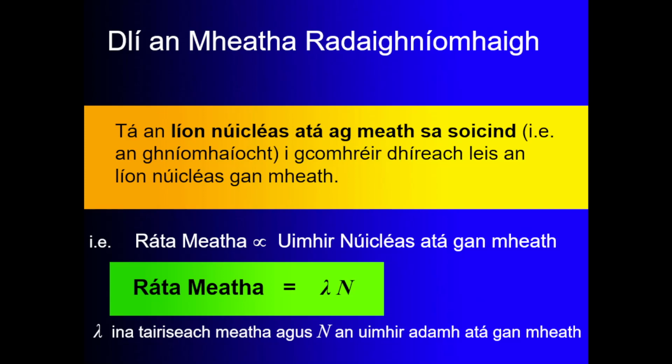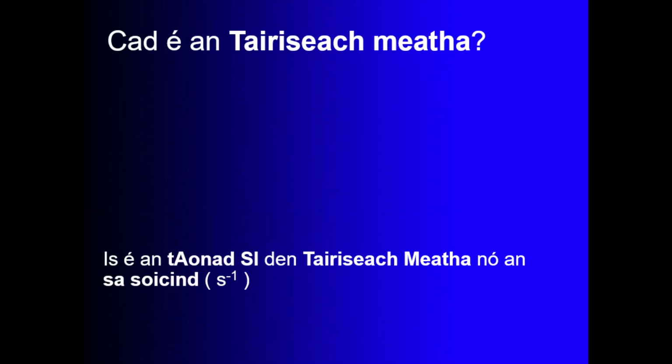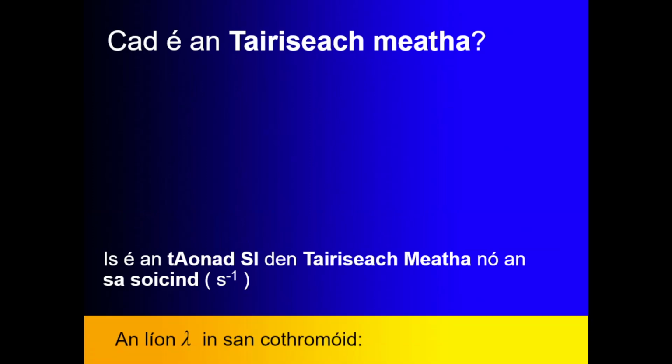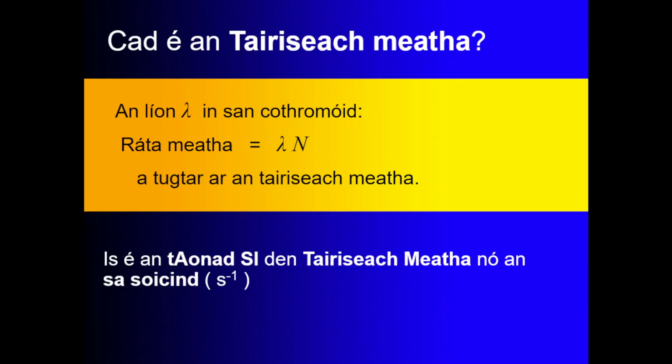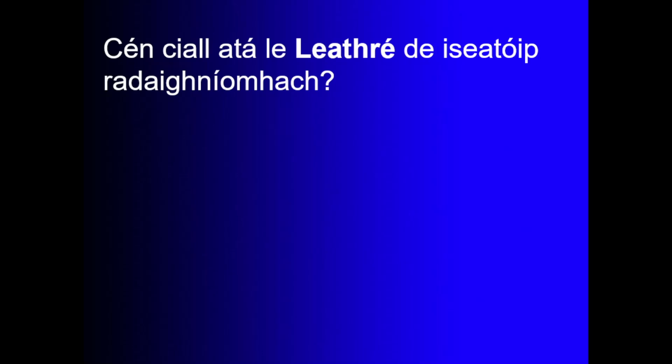So what is the decay constant? The rate of decay equals lambda times N, so lambda is the rate of decay divided by N. The unit is per second, so it's 1 over T. So your decay constant is per second.